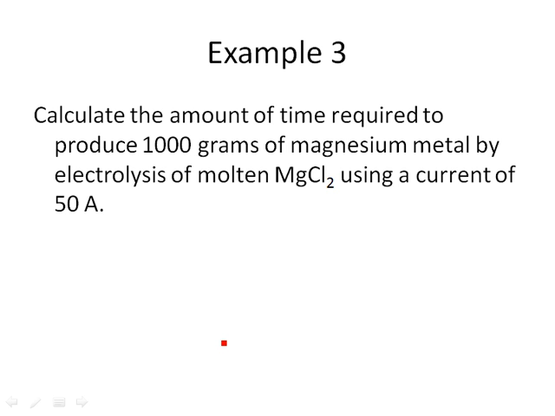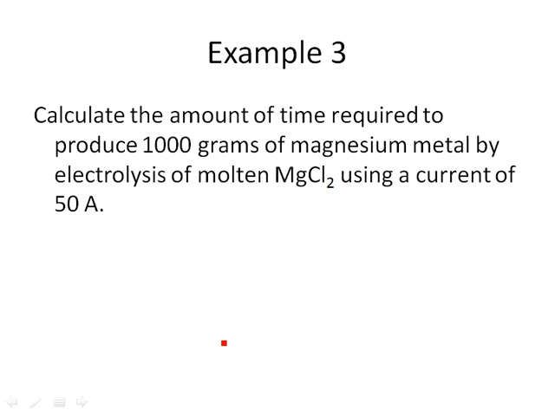Calculate the amount of time. So here we're going the other way. Calculate the amount of time required to produce 1,000 grams of magnesium by the electrolysis of molten magnesium chloride if your current is 50 coulombs per second. We're going backwards. You can't start with amps because you don't have seconds. Amps are coulombs per second, and the only thing you can do with that is go to coulombs, but you have to have seconds, and you don't have that.